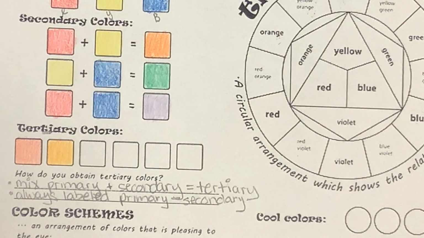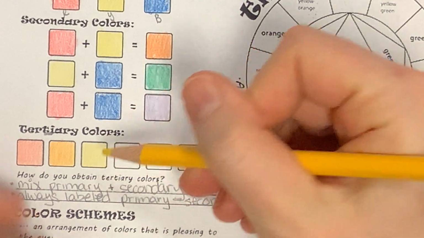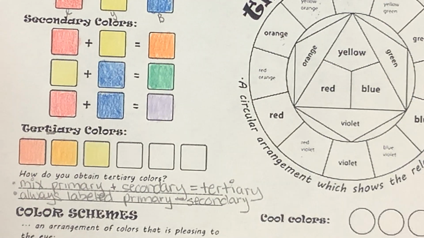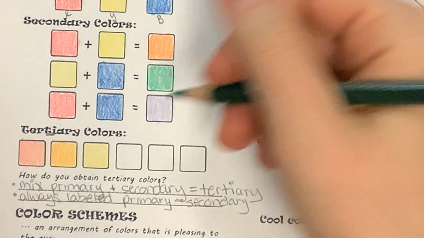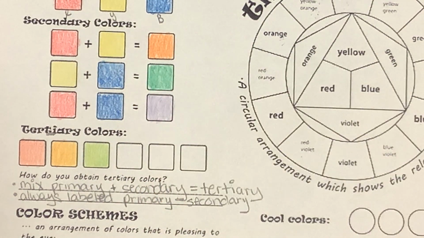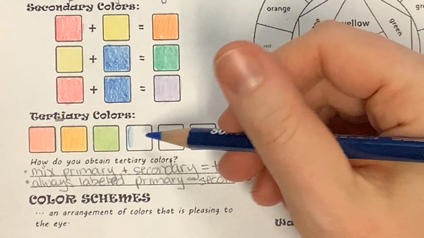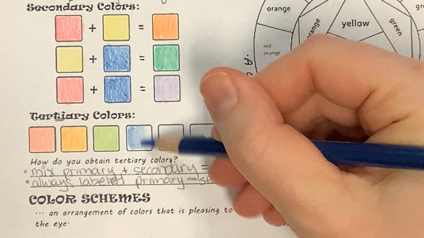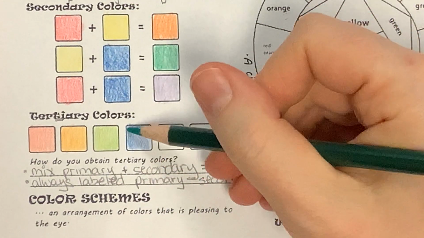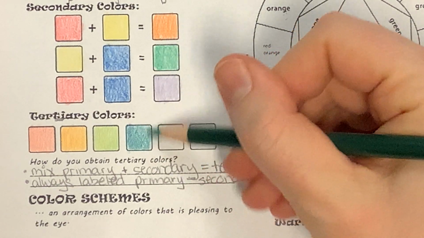So the next one would be yellow-green. Again, I'm going to put the yellow down first. And then I'm going to put the green. Okay, then I have blue-green, so I'm going to put the blue down first. Just very lightly. Okay, then the green. Fill in the whole box.